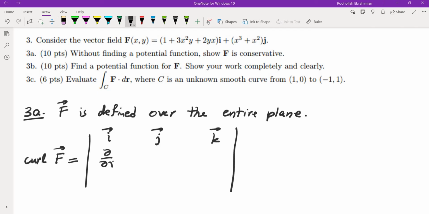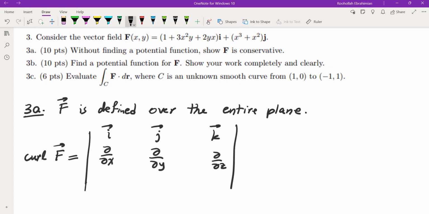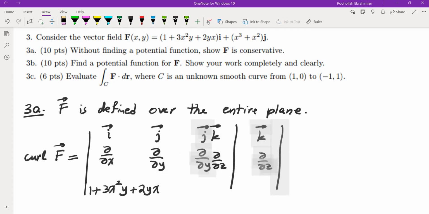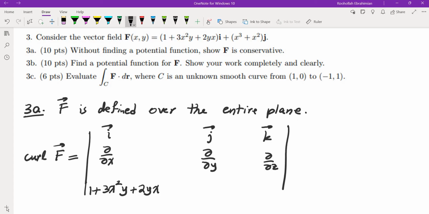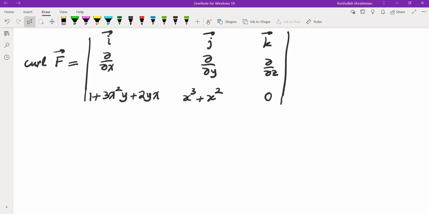So partial with respect to x, partial with respect to y, partial with respect to z. So what is the x component? It is 1 plus 3x squared y plus 2yx. Second component is x cubed plus x squared, and third component, because it's in two dimensions, is just 0. And next we'll just go ahead and evaluate this.